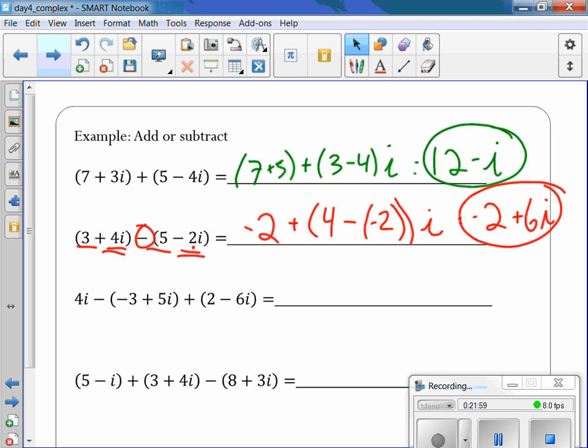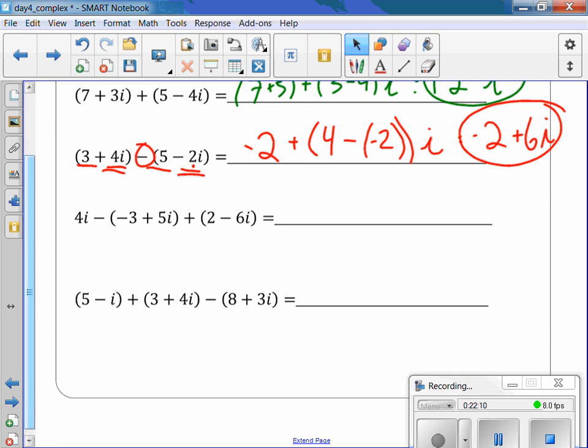All right. The next one. This one looks a little bit different. How many terms do we have here? How many? 3. I have my 4i, I have my minus 3 plus 5i, and 2 minus 6i.